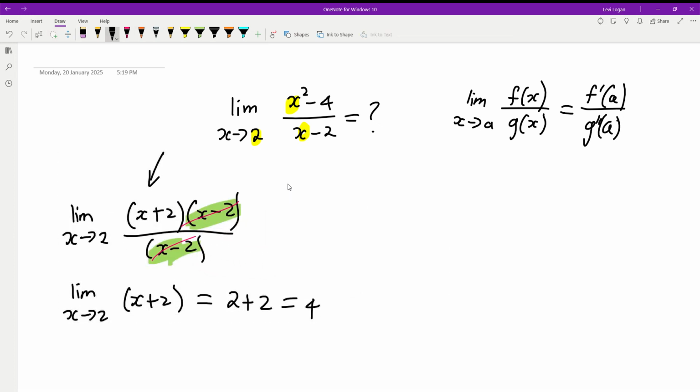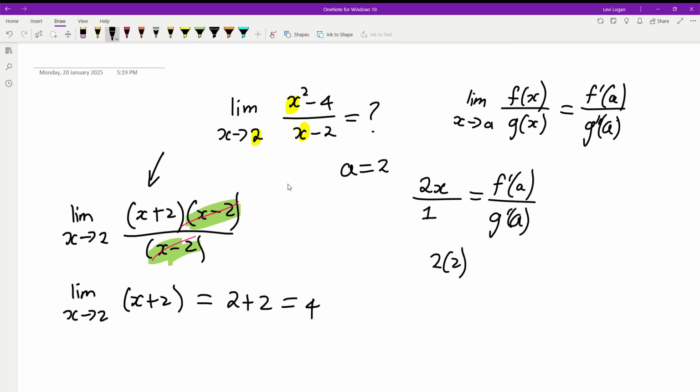So the derivative of x squared minus 4 is just going to be 2x. So you have 2x over, and the derivative of this is just 1. So this is my f dash of a and this is my g dash of a. Now in this case, a is what we're approaching, so it's 2. So what we have is 2 times 2 over 1, which gives you 2. Oh, sorry, not 2, 4. I think that's the worst mistake I've ever made. Alright, 4, and we get the same thing.